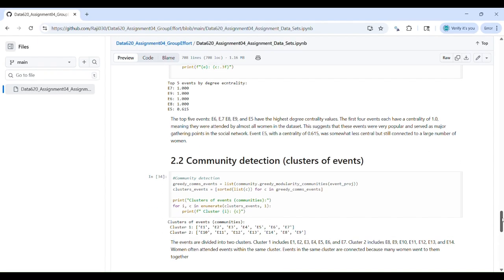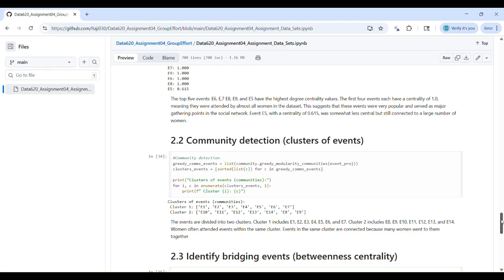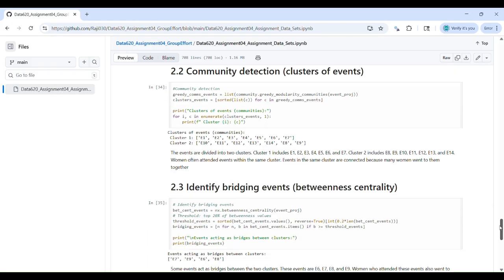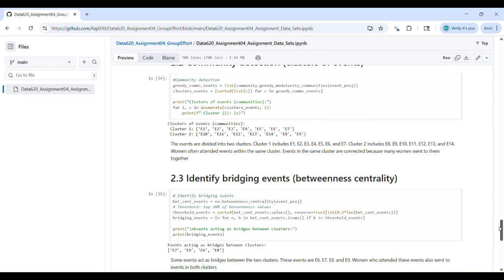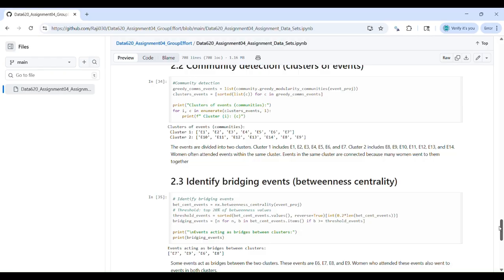And then again, we detected a community, which is a cluster of events, and we identified two clusters of events. So cluster one includes E1, E2, E3, E4, E5, E6, E7, and cluster two includes E10, E11, E12, E13, E14, E8, and E9. So here, women often attended events within the same clusters, and events in the same cluster are connected because many women went to them together.